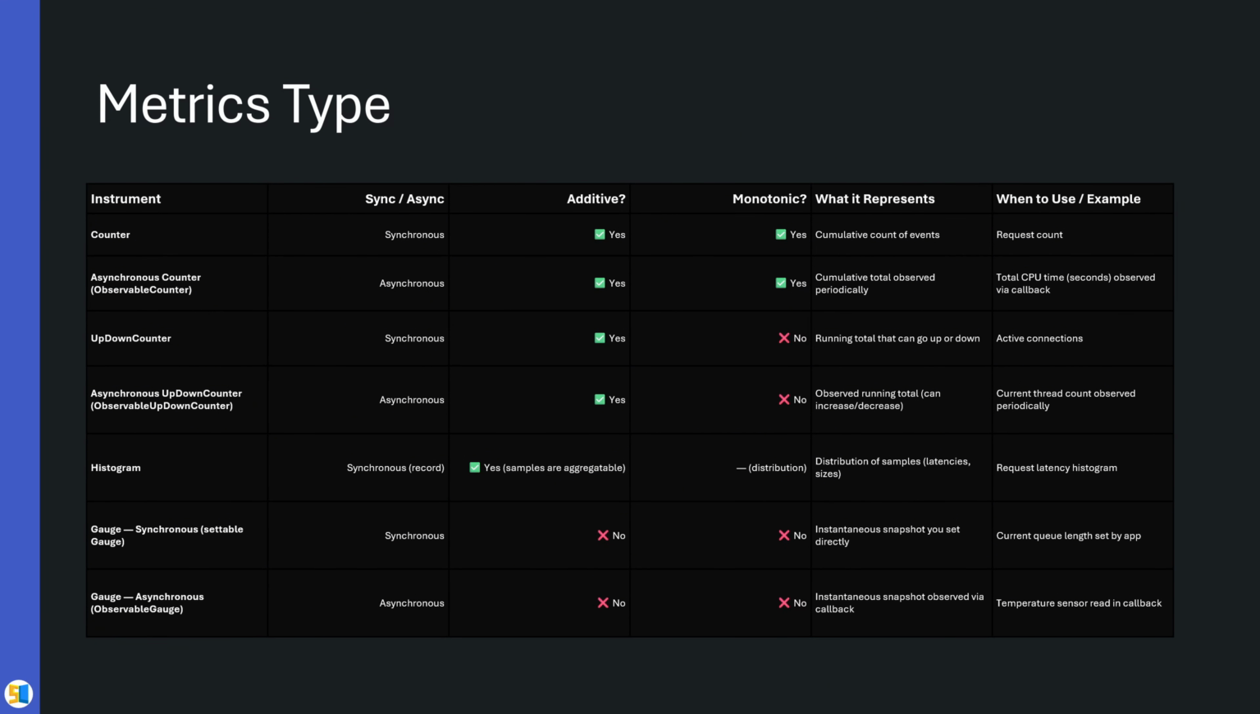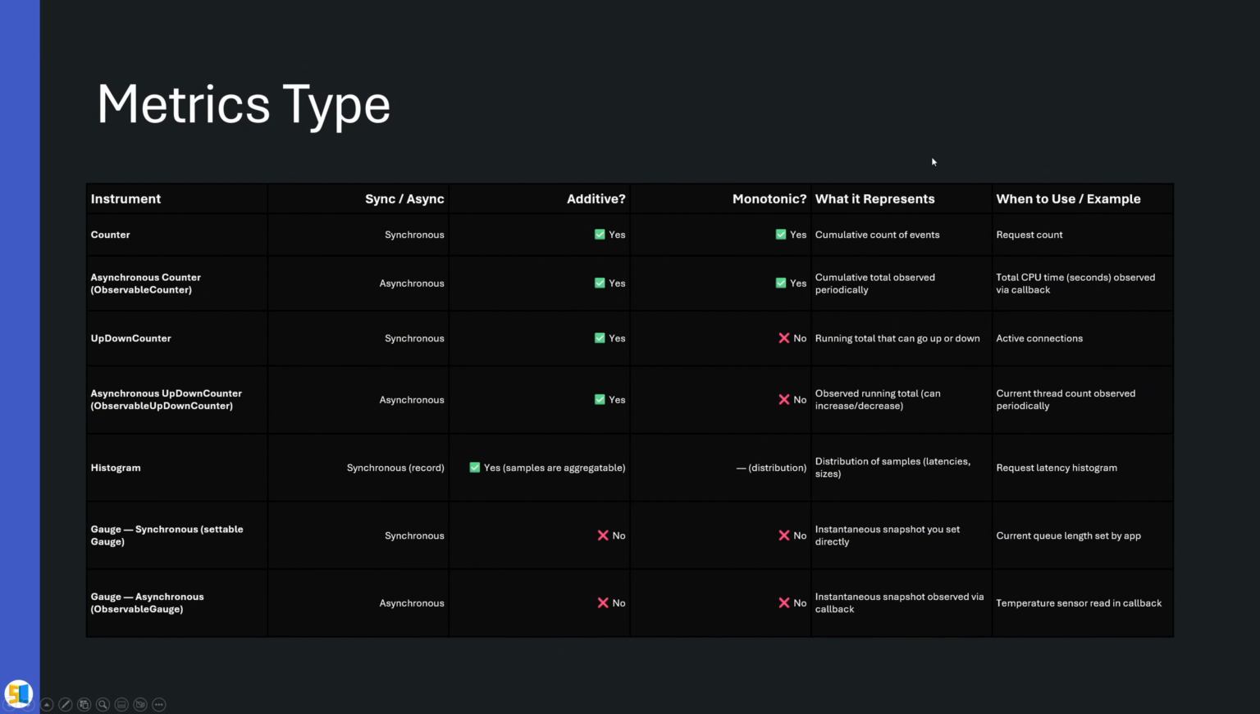And OpenTelemetry supports these metric types. You can pause and see. The first column is the name: counter, asynchronous counter or observable counter, up-down counter, asynchronous up-down counter, histogram, gauge for synchronous, and gauge for asynchronous. Then the type of communication, synchronous or asynchronous. Is it additive or not? Is it monotonic or not? And then what it represents.